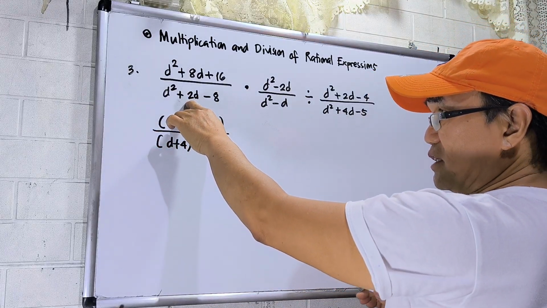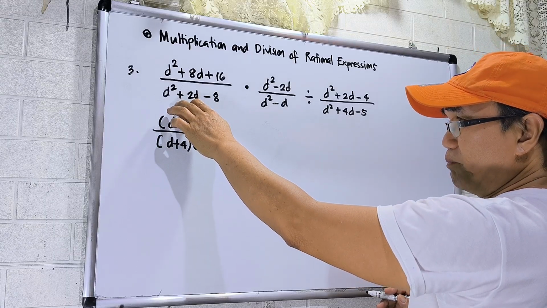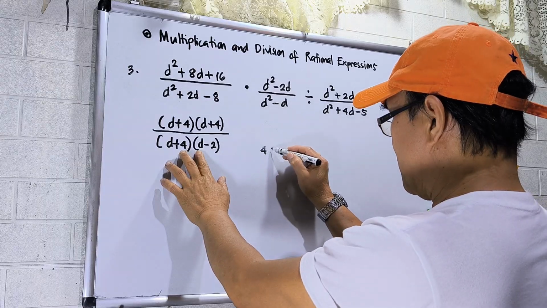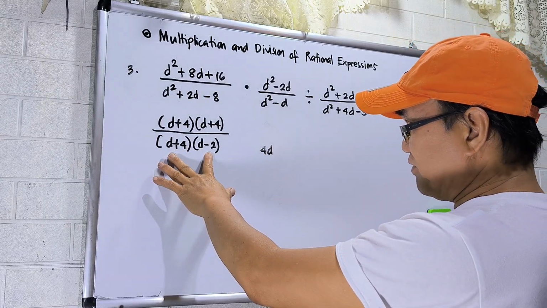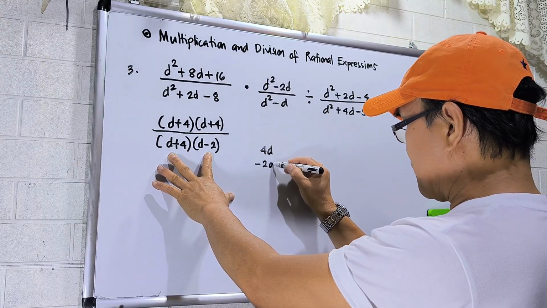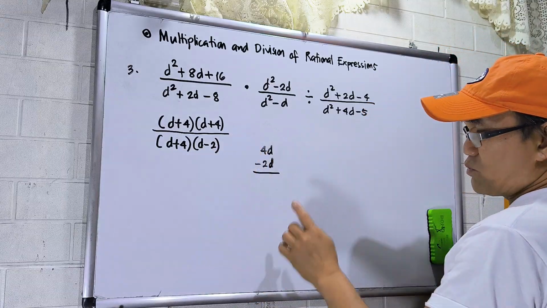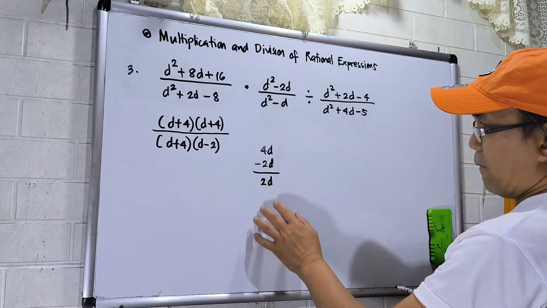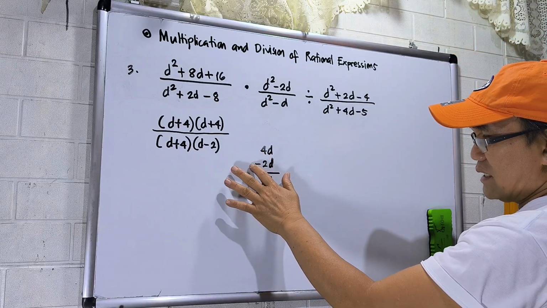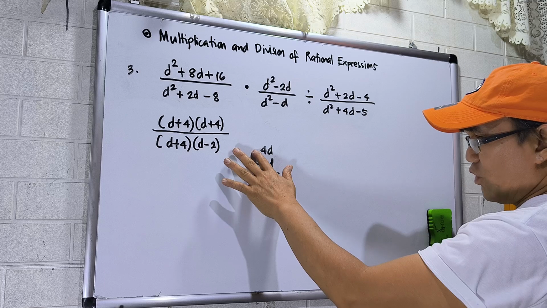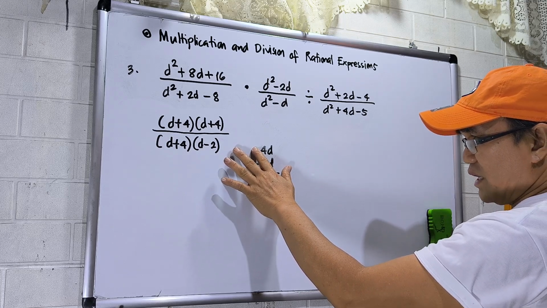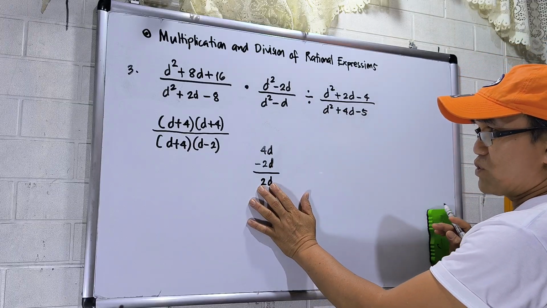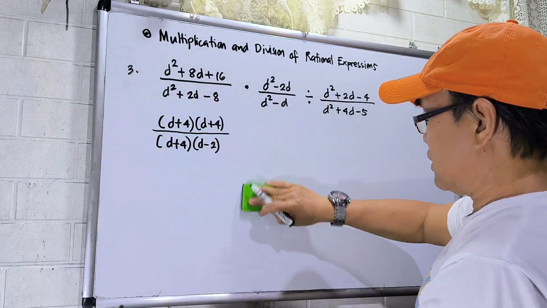How about the denominator? Let us check that the middle term of the expression should be 2d. So 4 times d is 4d. Then negative 2 times d is negative 2d. Unlike signs, so subtract: 4 minus 2 is 2, then copy the variable. Since 4 is greater than 2 and 4 is positive, the sign of the answer must be positive. So we come up with the correct middle term, 2d.